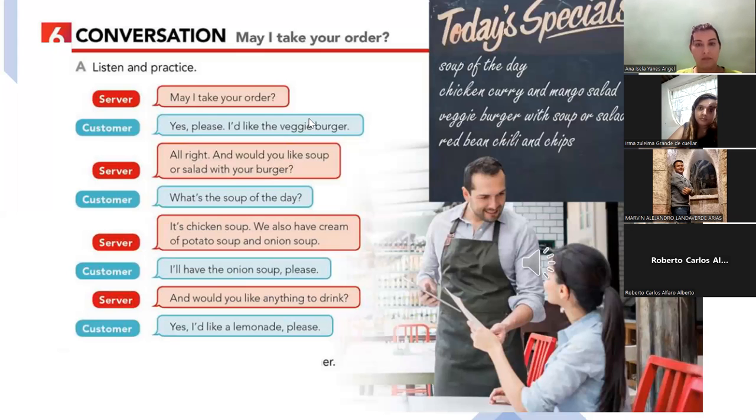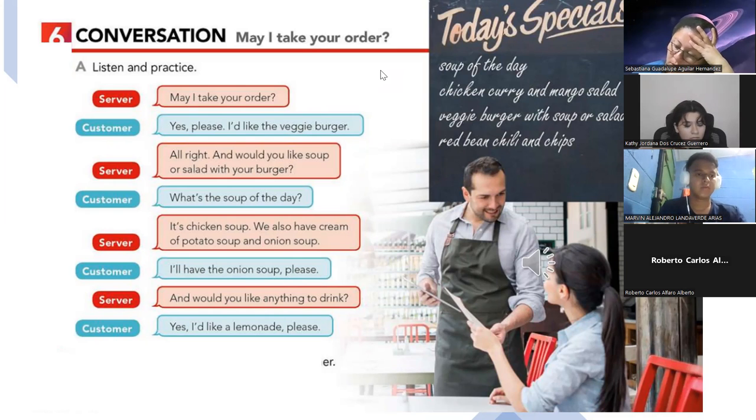May I take your order? It's me, teacher. Oh, I'm sorry. It's Irma Suleima. I apologize. I forgot. Sorry. Yes, please. I like the veggie burger. All right. And would you like soup or salad with your burger? What the soup of the day? It's chicken soup. We also have cream of potato soup and onion soup. I have the onion soup, please. And would you like anything to drink? Yes, I like a lemonade, please.